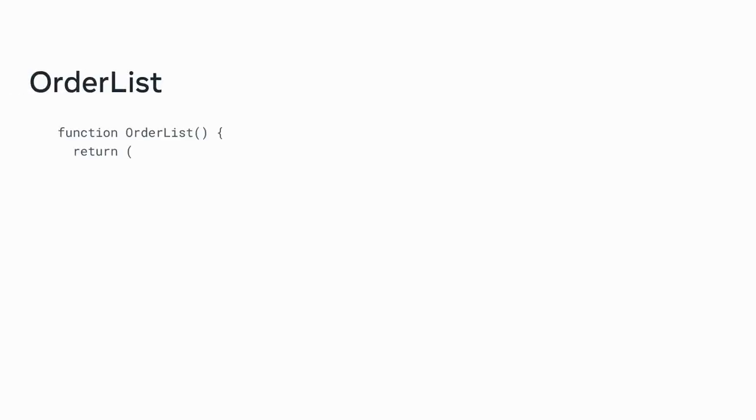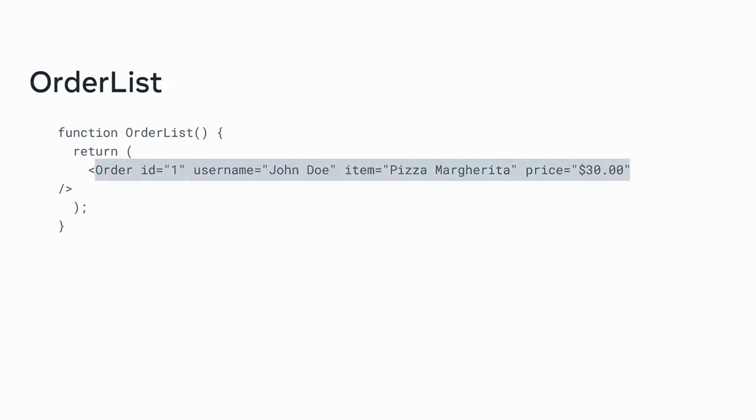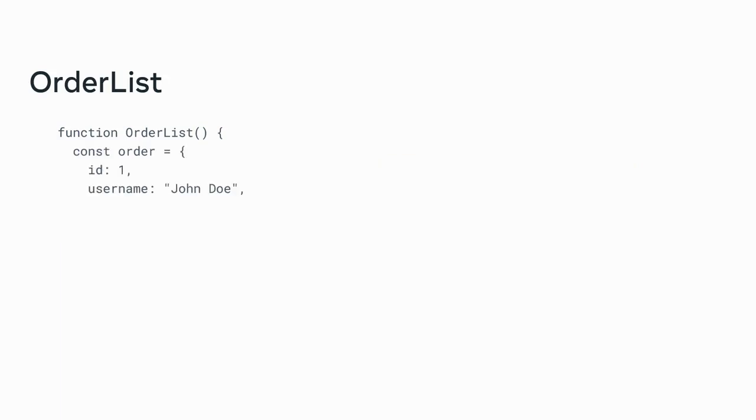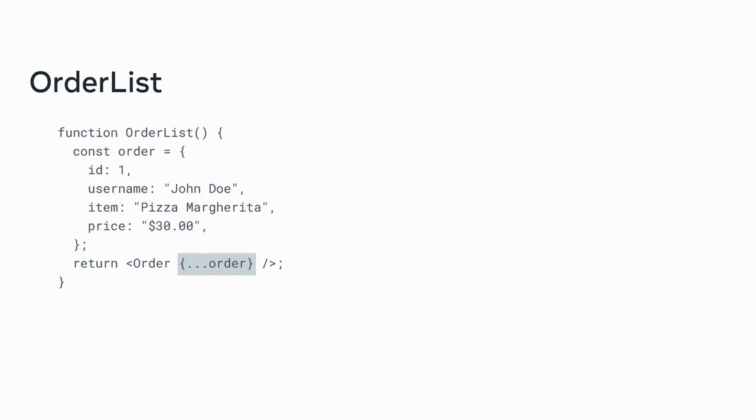Great. Now that the preliminaries are covered, let's explore how React uses the spread operator. This order list component example renders an order component. Each order component expects 4 props: an ID, username, item, and price. This first example shows how you might usually do it, passing all the props in the return statement explicitly. However, this can be simplified if you already have the props your order component needs in an object. Here, you can see that only the spread operator is required in the return statement, saving us time by just spreading all the props and avoiding having to type them manually.